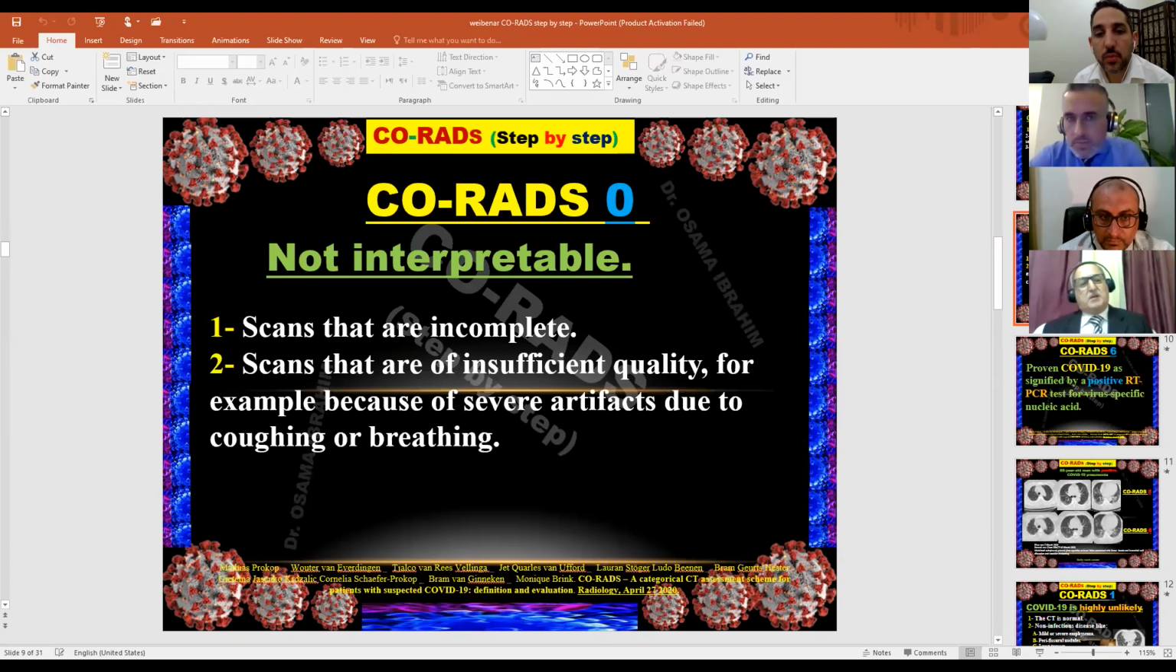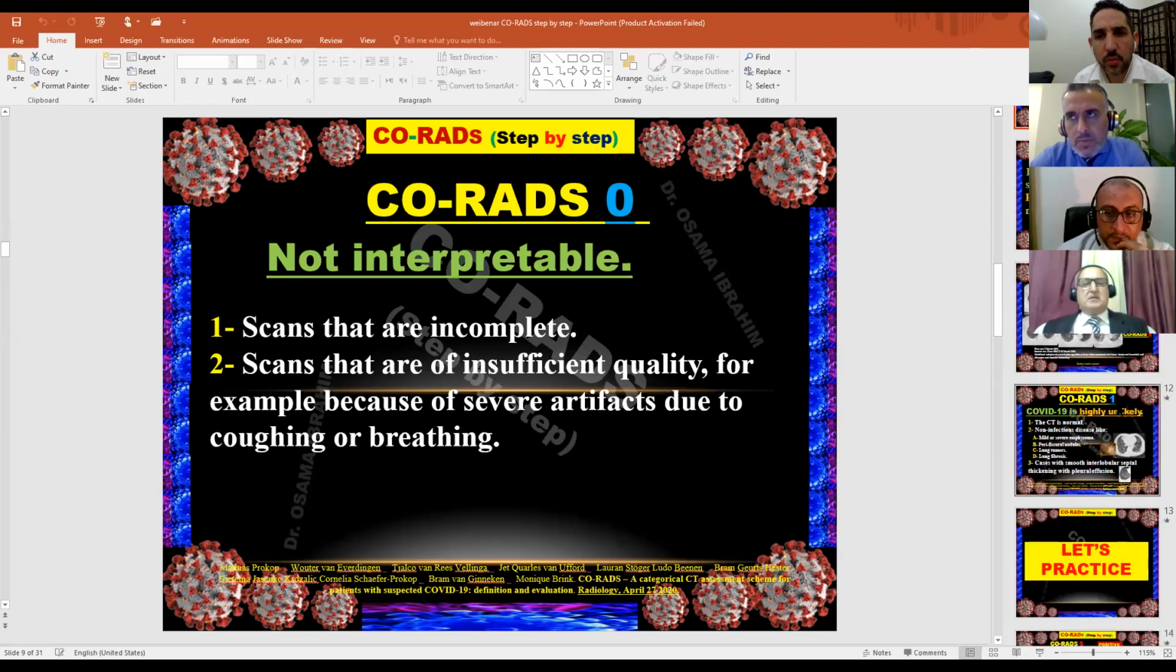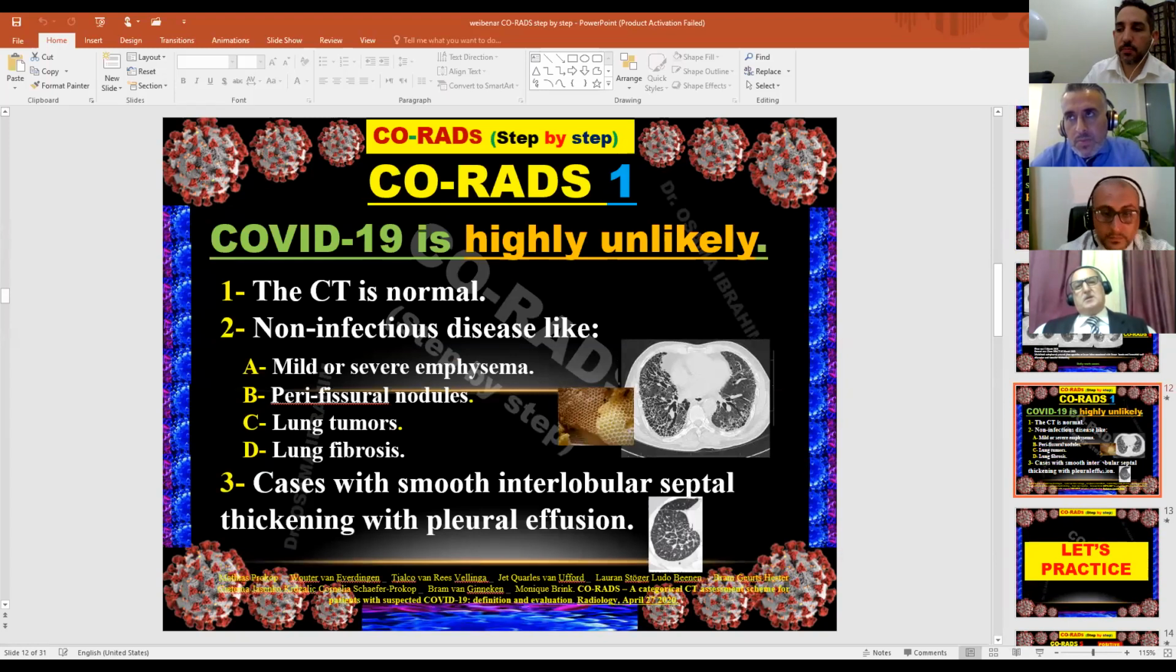But hydroxychloroquine, chloroquine without azithromycin, and lopinavir-ritonavir are no longer used and not approved. They were withdrawn since July 2020. So what remains is convalescent plasma and the use of interferon.